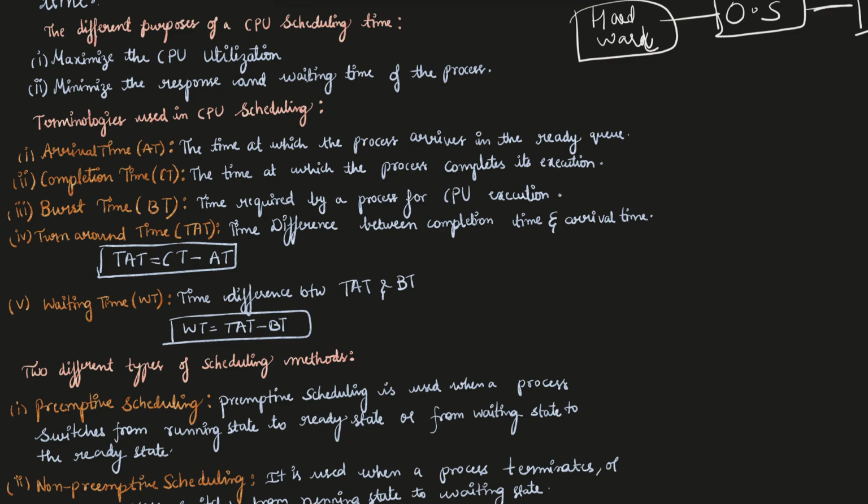The purpose of CPU scheduling is, the first one, maximizing the CPU utilization, and the second one, to minimize the response and waiting time of the process. Waiting time and response time, these two terms might be a little confusing right now, but you'll understand them later when I explain them to you. First, let's see the terminologies.